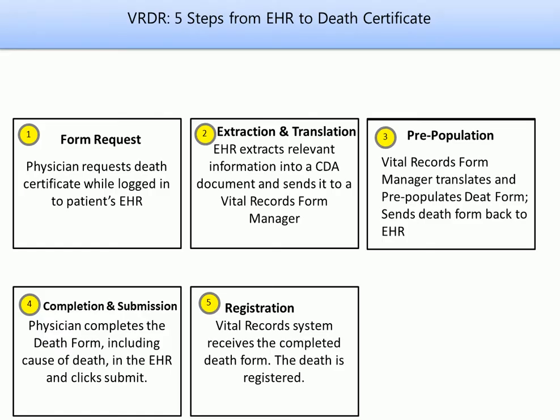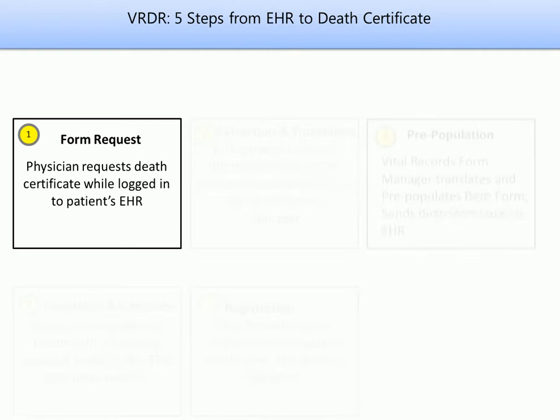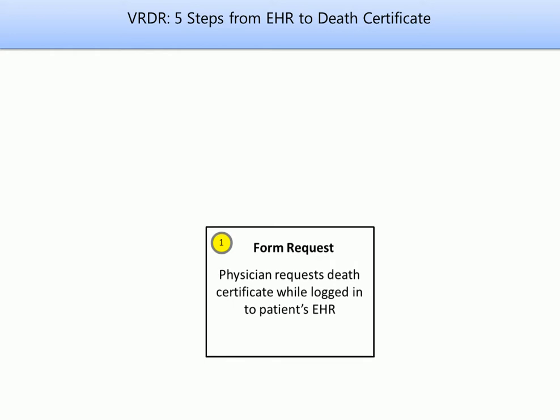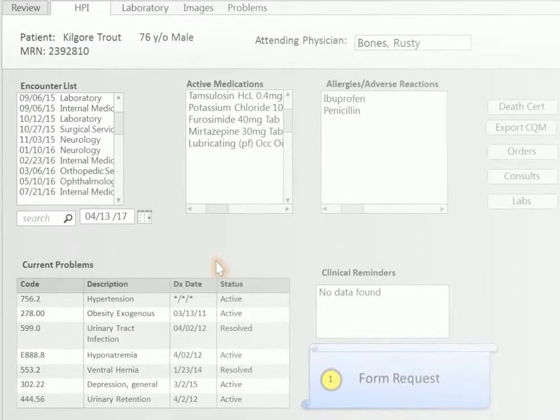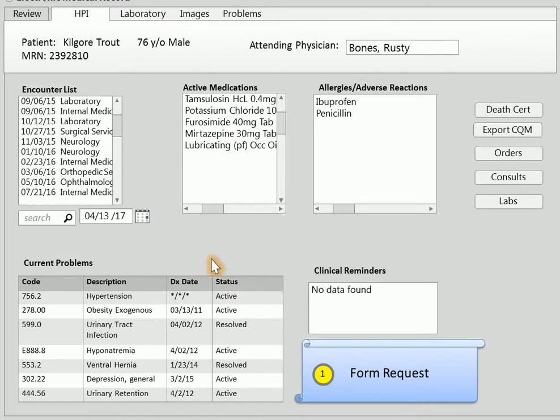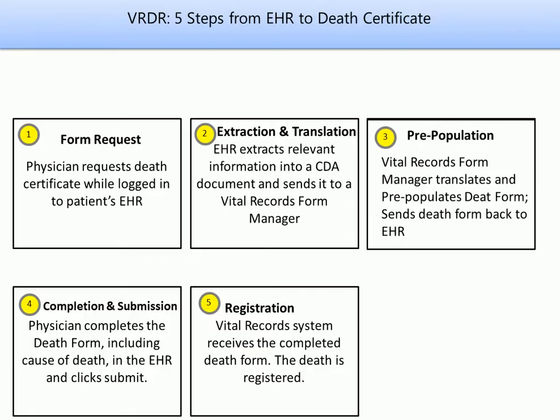The first step in the process is the form request, where the physician is logged into the electronic health record of the patient. From within the patient's record, the physician can click on a button or a link to request a death certificate. This leads to the next step, extraction and translation.